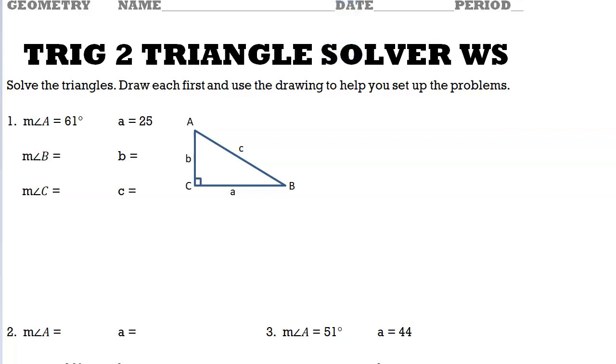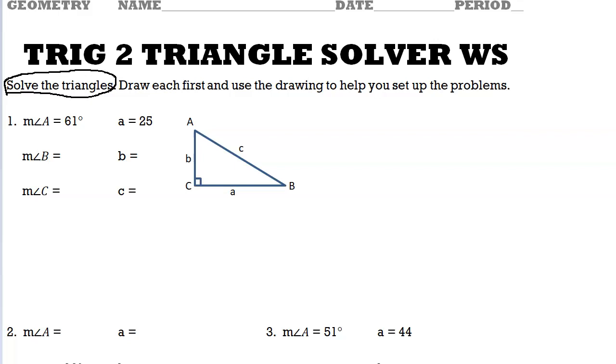Today it says, solve the triangles. Now, that sounds very vague, like solve the triangle. Well, what do you want me to solve? And that's actually on purpose. When it says solve the triangles, it's basically saying, solve everything. So that means solve for every angle and every side of the triangle.